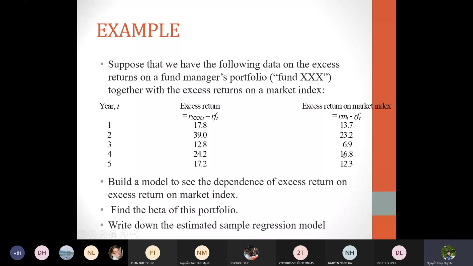And the slope of that model will be the beta of a portfolio. Beta of the portfolio shows the volatility of the return on an asset with regard to the return of the overall market. Okay, all right.